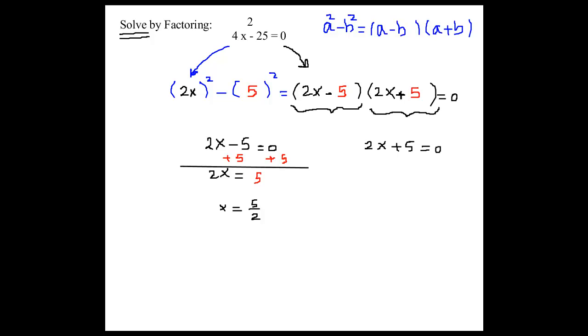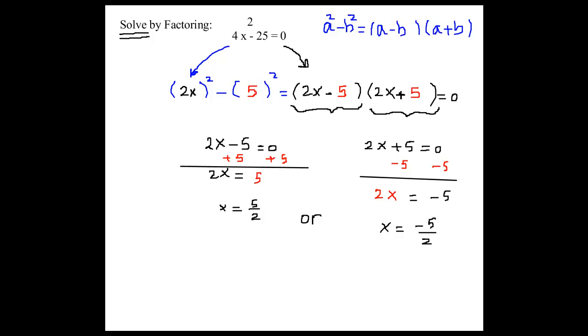Okay, let me see. Carly, can you tell me how do you solve for the second parentheses? You subtract 5, and then you get 2x equals negative 5. And then you divide by 2, and you get negative 5 over 2. Very good. So the answer would be x equal to 5/2 or x equal to minus 5/2. These are the two solutions that we get.